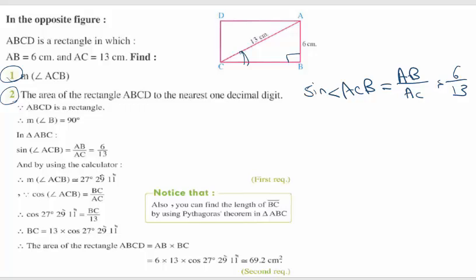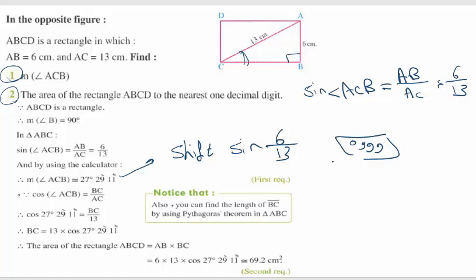I pressed on my calculator shift sine 6 over 13, and after that I pressed this key to find that the measure of angle ACB equals 27 degrees, 29 minutes and 11 seconds.